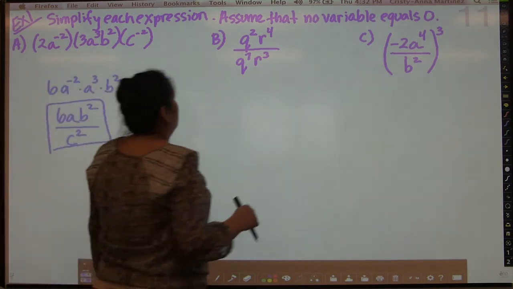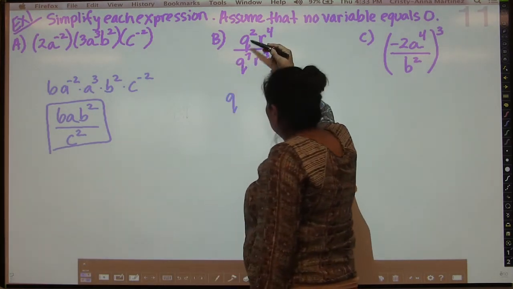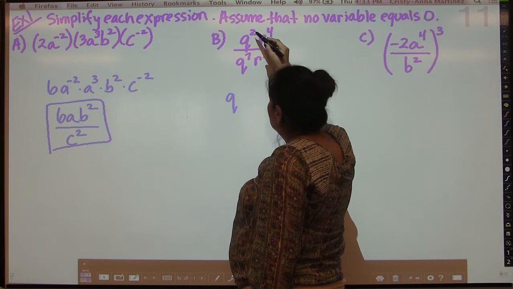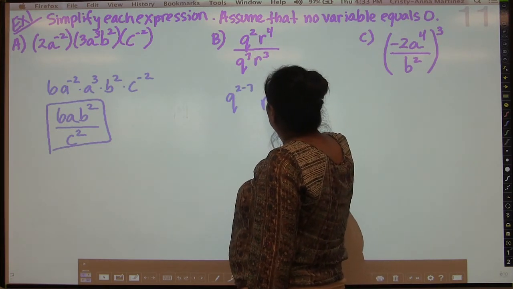In this case, we're going to say that we have q, and because there's a q on top and on the bottom, this is division, so we can say 2 minus 7, and then r is going to be 4 minus 3.